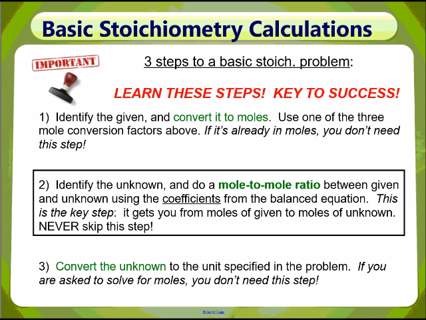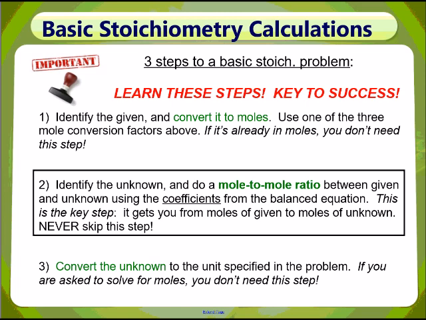Okay, this is the most important thing for stoichiometry calculations. There are three basic steps to a stoic problem. Number one, identify the given and convert it to moles. Use one of the three mole conversion factors that you already know. If it is already in moles, you don't need step one. Okay, so that's the thing. Identify the given and convert it to moles. If it's already in moles, you don't have to do it.